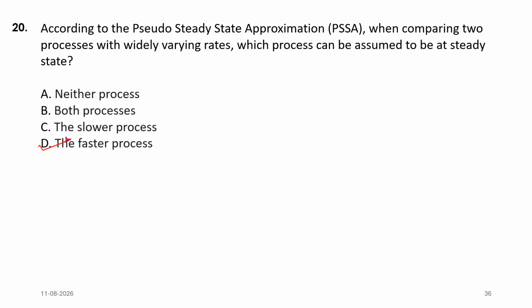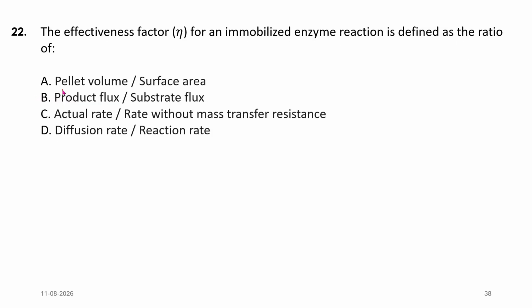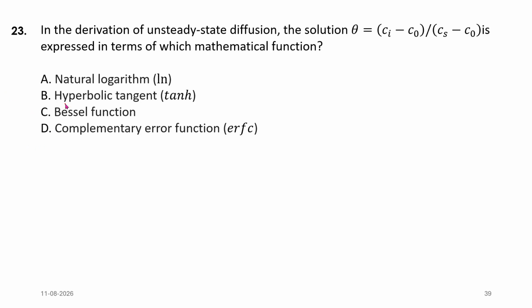Next. When modeling resistances to mass transfer of a coated membrane, how are the individual permeabilities combined to find the total permeability? So it is option B. Many times we did, it is option B. Next. The effectiveness factor for an immobilized enzyme reaction is defined as the actual rate by the rate without mass transfer resistance. Next, in the derivation of unsteady state diffusion, the solution is expressed in terms of which mathematical function?